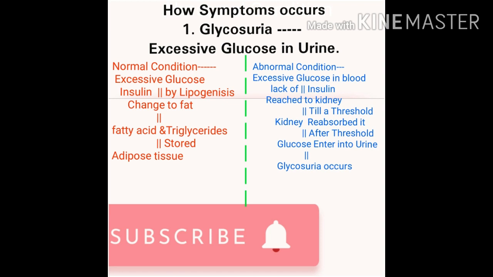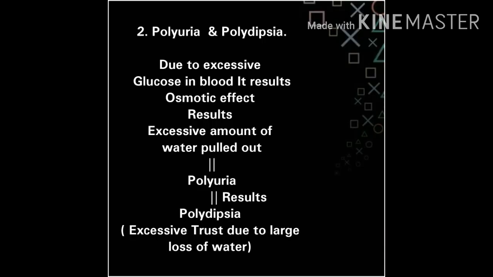So this is the first symptom we discussed, how the condition happens in normal and how it happens in the abnormal, diabetic condition. Now we are going to see the next symptom. Okay, the next symptoms are polyuria and polydipsia. Both are very simple and can be discussed together.